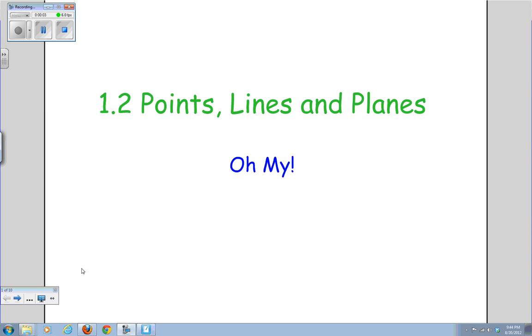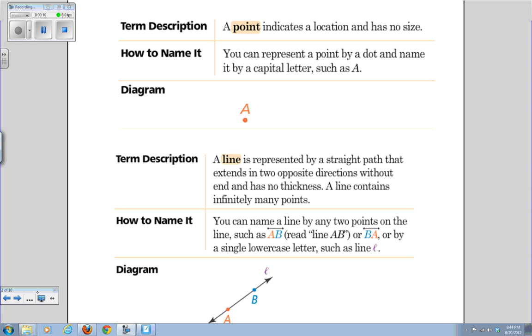This is going to be our first section. It's section 1.2, points, lines, and planes. Alright, first thing we need to do is go over some vocab and just the basic parts of geometry. It has 3 terms that are called undefined terms. Alright, it means they have a description, but they don't really have a definition.